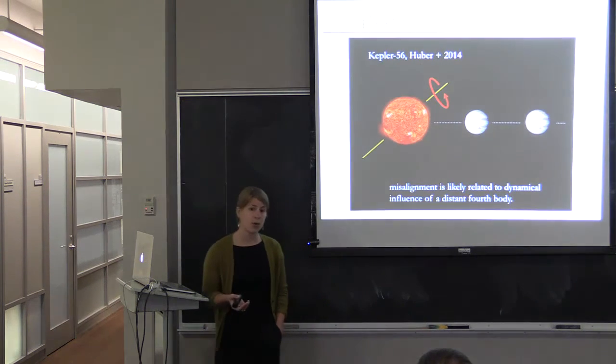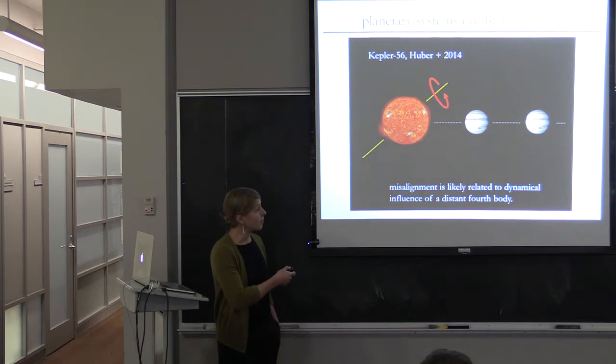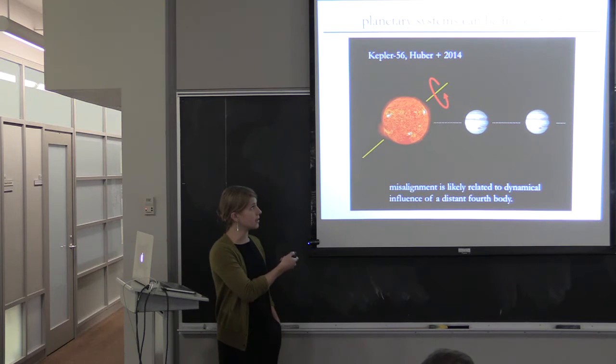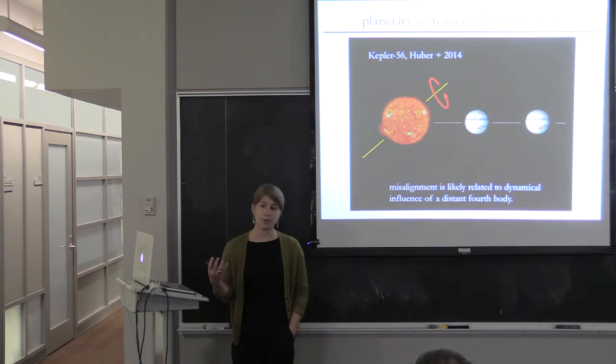Similarly, we know that planetary orbits can be misaligned. It's not true that planets' orbits always need to be aligned with the host star's spin. Kepler 56 is an example of that, where you have 2 planets that share a common orbital plane, but that orbital plane is misaligned with respect to the star. This misalignment is thought to be due to the dynamical influence of a distant body.